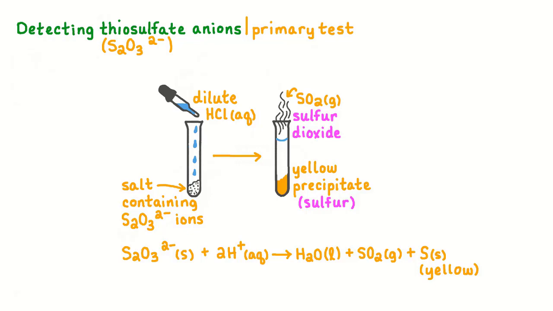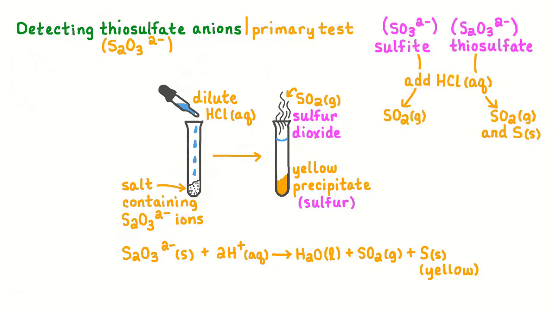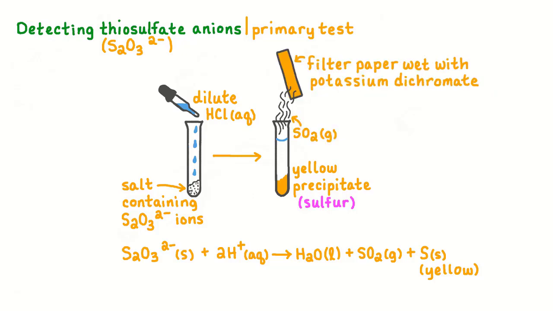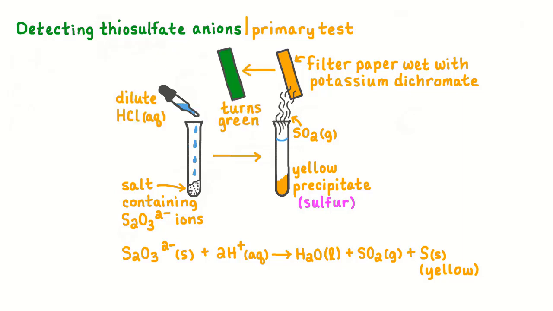But we also get another strange-smelling gas generated here, which is known as sulfur dioxide. It's important to remember here that the sulfite anion also generates sulfur dioxide, so it's the yellow precipitate, or solid sulfur, that tells us in this primary test that we are dealing with a thiosulfate anion and not a sulfite anion. We can test the sulfur dioxide gas coming off using filter paper that we've wetted with potassium dichromate. Potassium dichromate is an orange solution, and when reduced by the acidic sulfur dioxide gas, turns from orange to green.